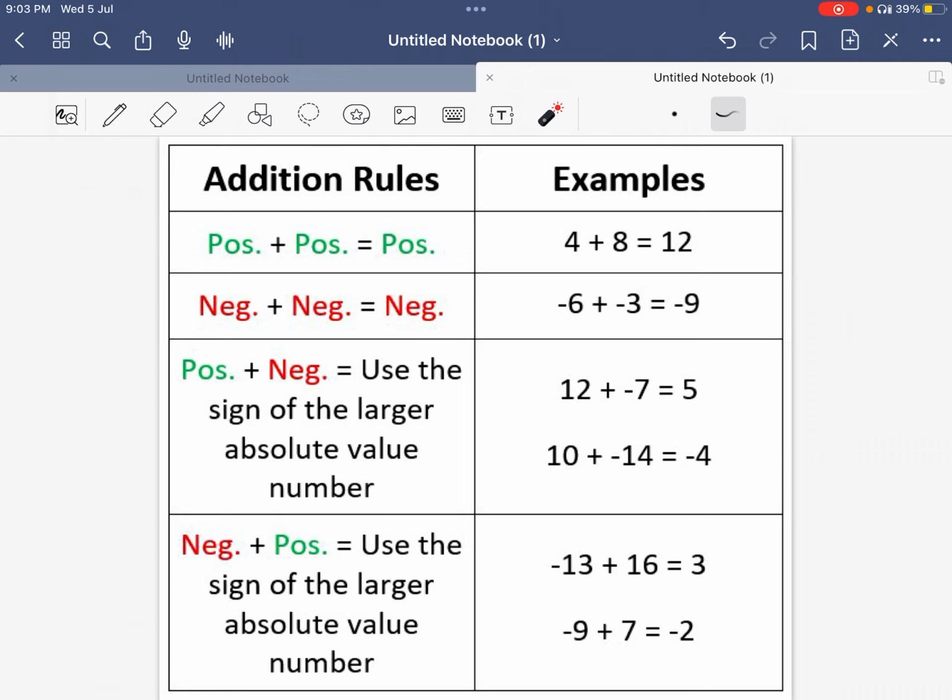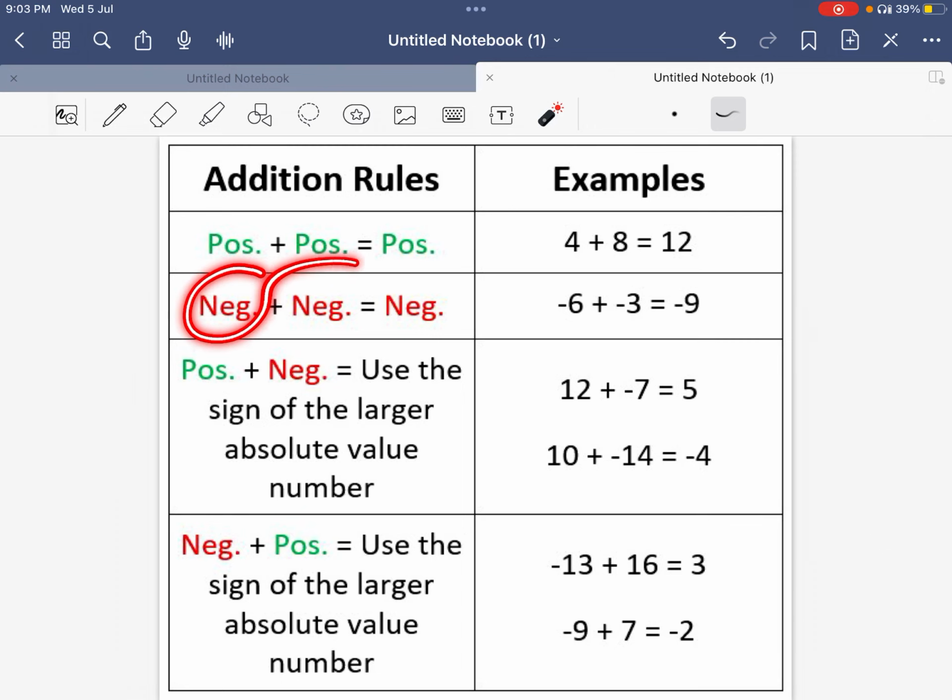We have to keep in mind, if all the terms are positive, then the answer is positive. Similarly, if all the terms are negative, then your answer is also negative. Okay? P plus P is equal to P, N plus N is equal to N. Take an example: plus 4 plus 8. If you add this, then we get plus 12.